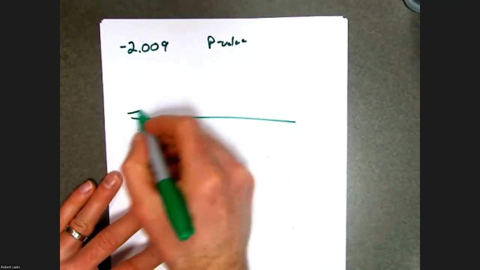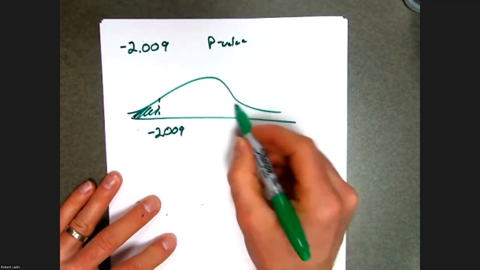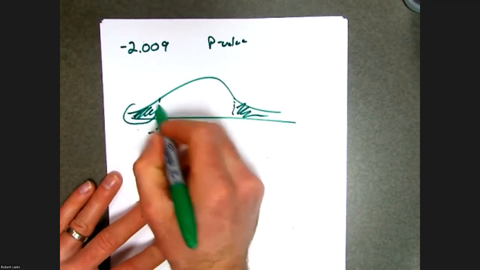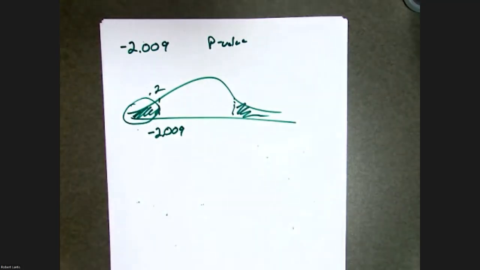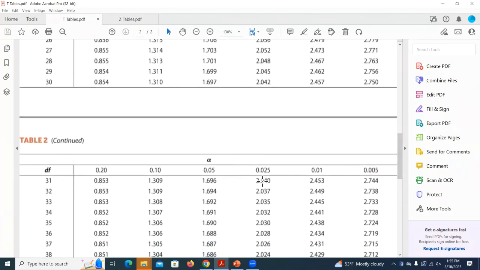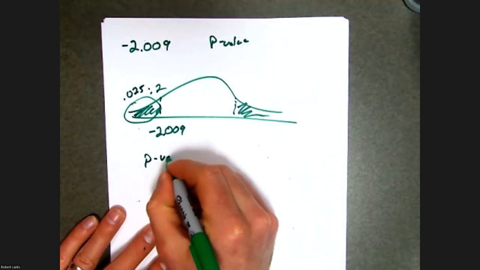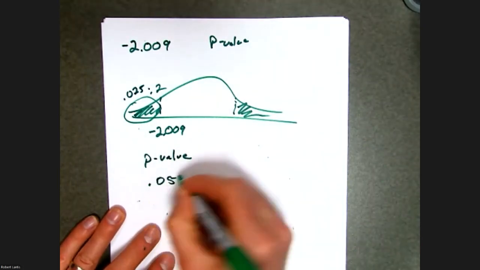So we have negative 2.009 instead of that negative 3.57. It's a two-tailed test, so whatever area we find here, we need to multiply it by two. So I go to my t-table, degrees of freedom 50. I find my test statistic of 2.009. I then go up and see that the area to the left of negative 2.009, or the area to the right of positive 2.009, is 0.025, okay? So this area is 0.025. When I multiply it by two, I get a p-value of 0.05.